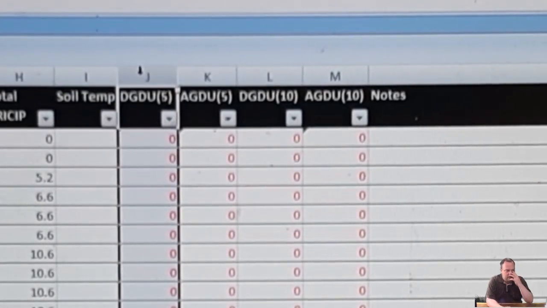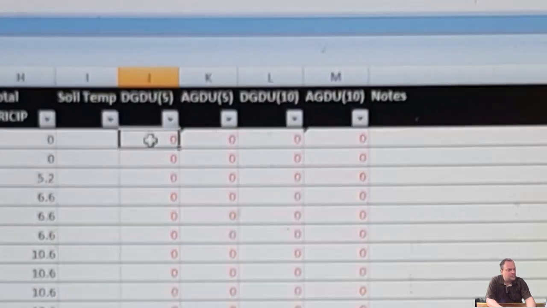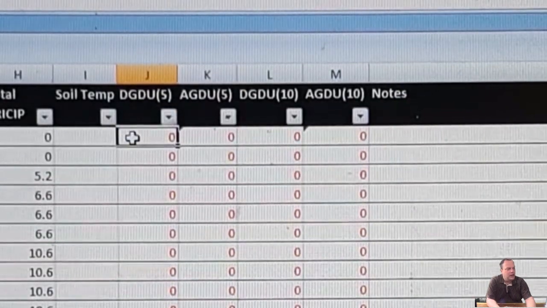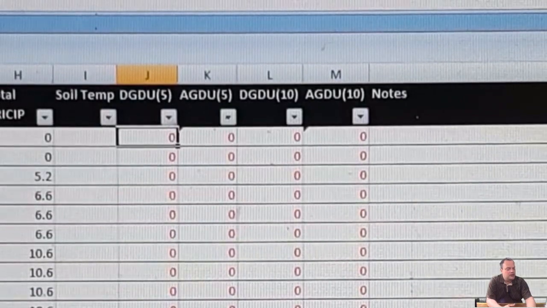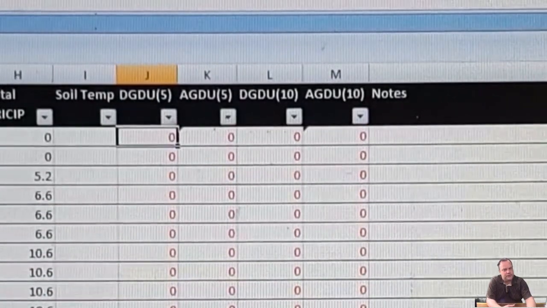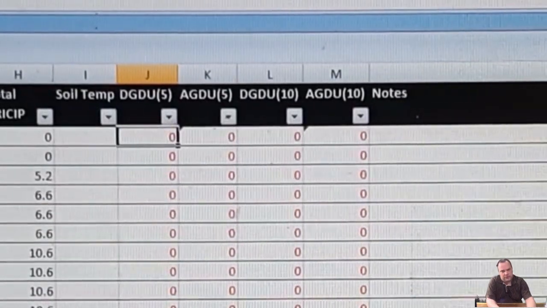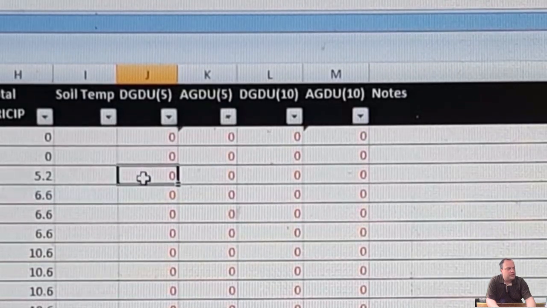This is why this DGDU is daily growing degree units. It is calculated, in brackets I've got 5, so it's base 5, from 5 degrees Celsius. For the average temperature, anything above 5 gets 1 growing degree unit. So if the average temperature during the day was 6 degrees, it'll be 1 growing degree unit for base 5. 10 degrees will be 5 growing degree units for base 5. The computer is doing that for each day.